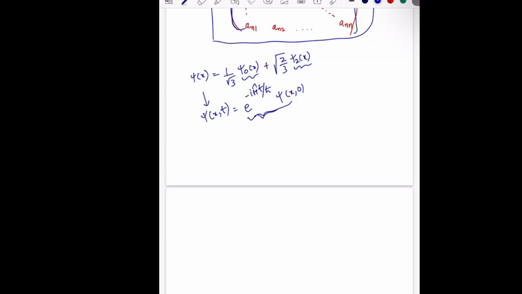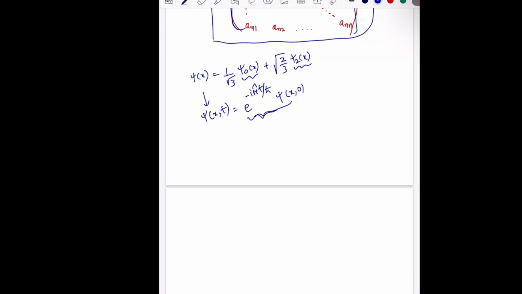Yes, ma'am. For the first state, it will be half h cut omega. This is the ground state and the second excited state. So first excited state is psi 1, second is psi 2. So for the second, it will be n equal to 3, right? Did you put n equal to 3?